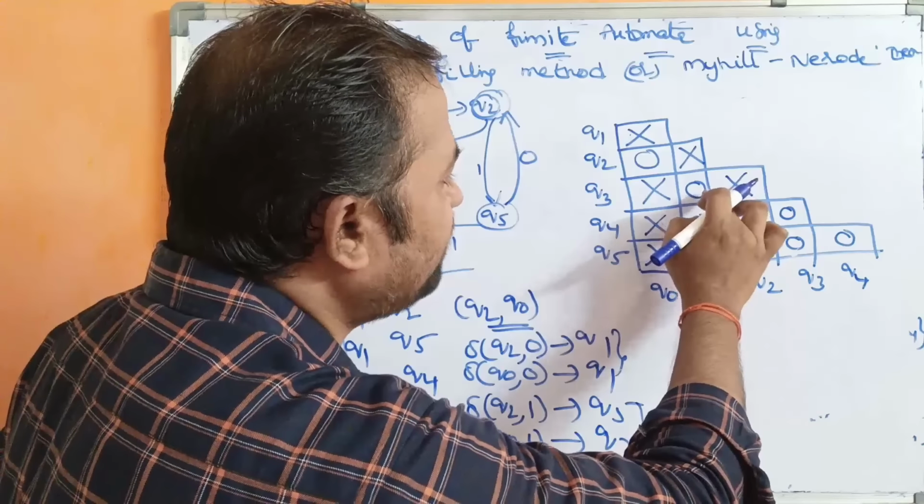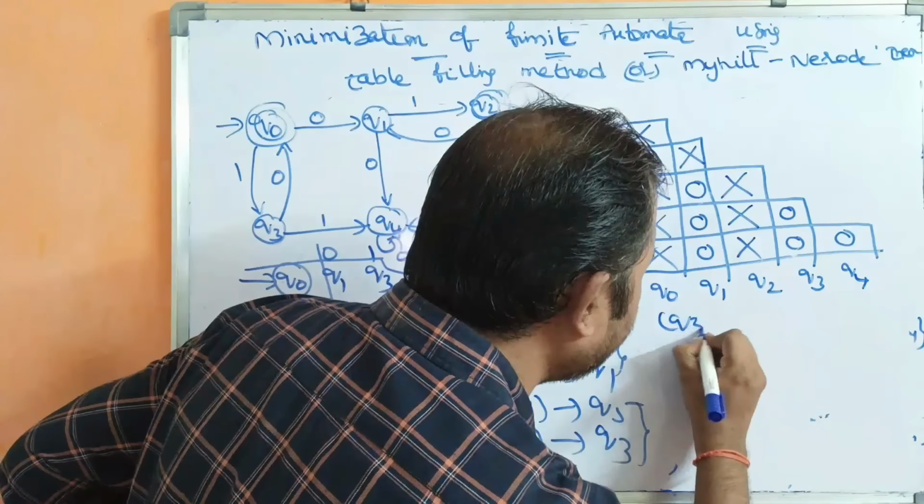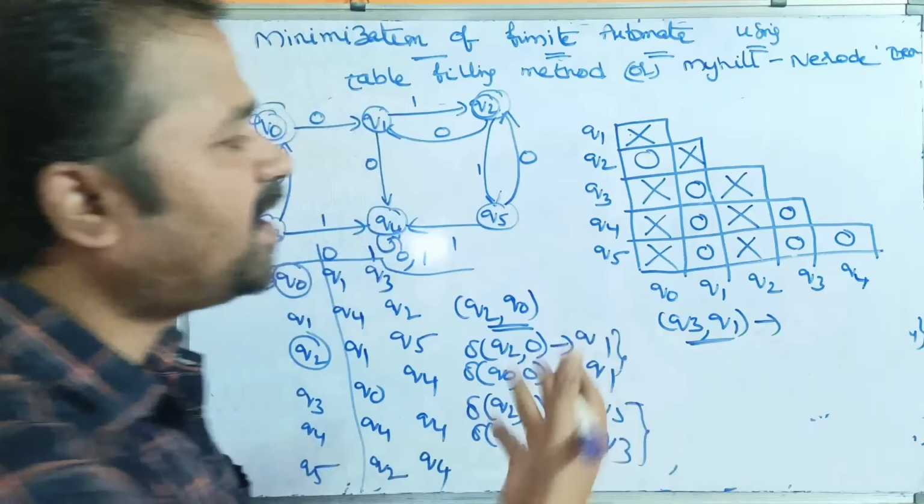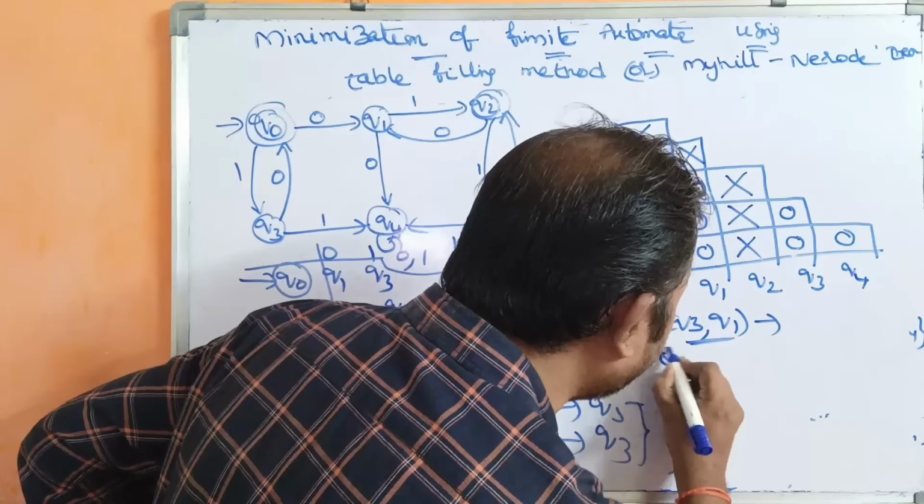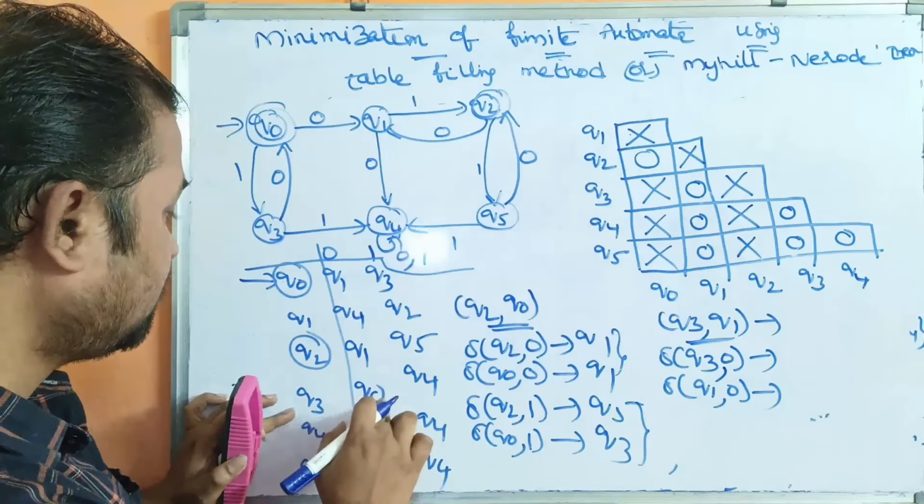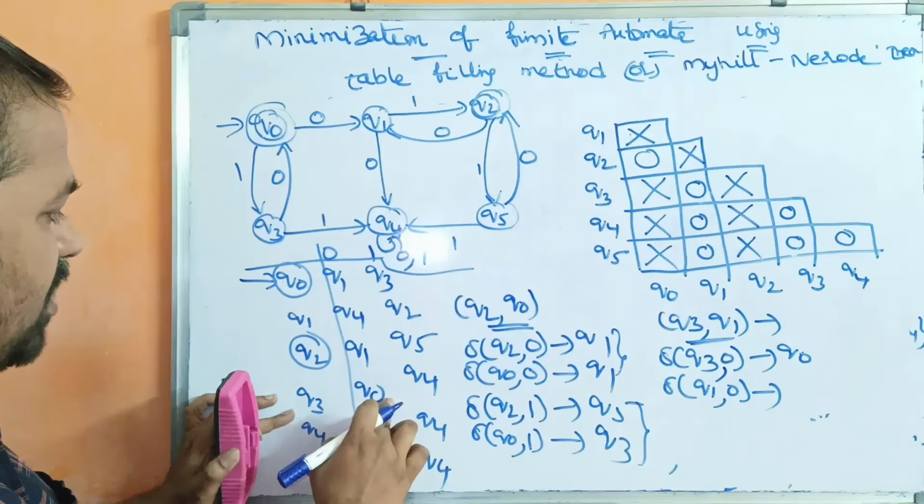What is this pair? This pair is Q3, Q1. We have to check whether we can mark Q3, Q1 or not. For that purpose, we simply have to apply the input symbol. So Q3 on 0, next one is Q1 on 0. What is Q3 on 0? Q3 on 0 means Q0.